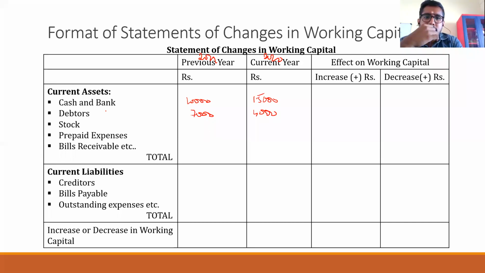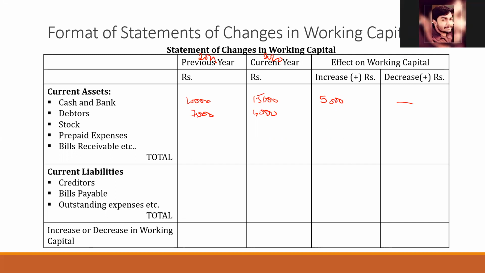No, this one. This is just an illustration. Cash and bank: previous year it was 10,000 and current year it is 15,000. Current assets increased or decreased? Increased. So in the increase column, you have to write 5,000. What about debtors? Decreased. So 3,000 in the decrease column.